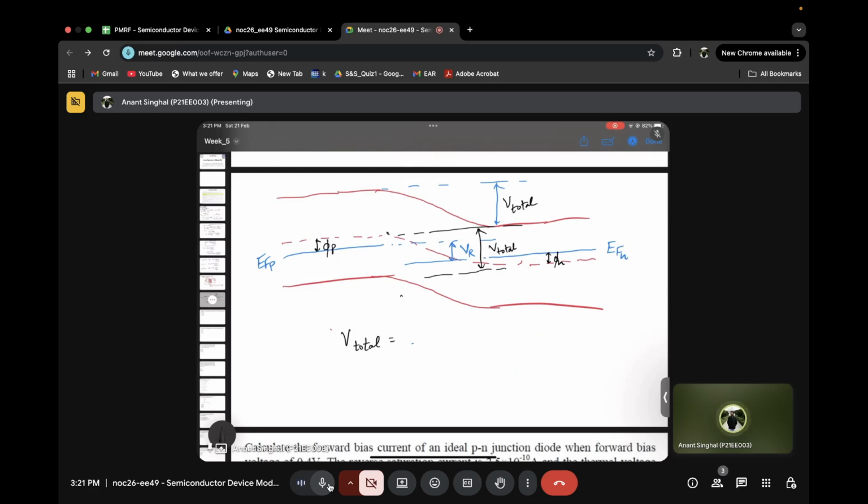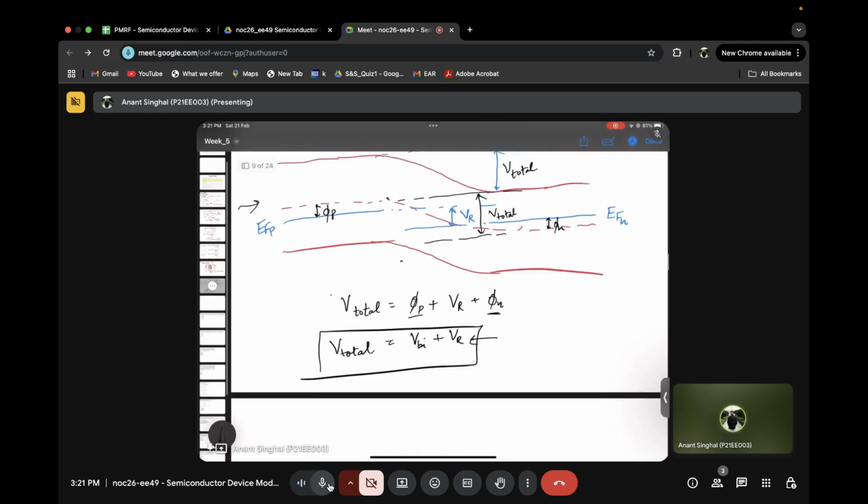So can you tell what will be the V total by seeing this diagram? It should be phi P plus this VR plus this phi N, right? And this phi P plus phi N, we are denoting as VBI in equilibrium, plus VR. So now the actual voltage which was only VBI has been converted to VBI plus the reverse bias voltage. Is the thing that we have just done clear?